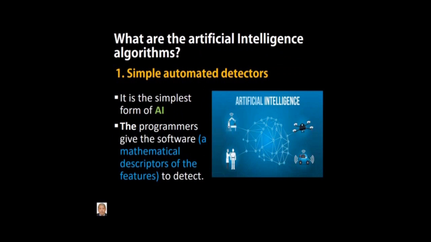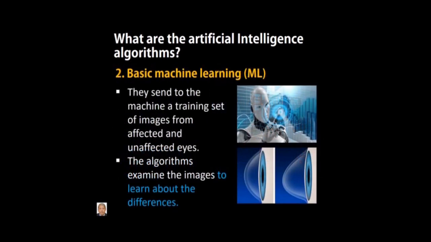What are artificial intelligence algorithms? The first artificial intelligence algorithm is simple automated detectors. It is the simplest form of artificial intelligence. The programmers give the software mathematical descriptors of the features to detect. The second artificial intelligence algorithm is basic machine learning. The scientists send to the machine a training set of images from affected and unaffected eyes. The algorithms examine the images to learn about the differences.